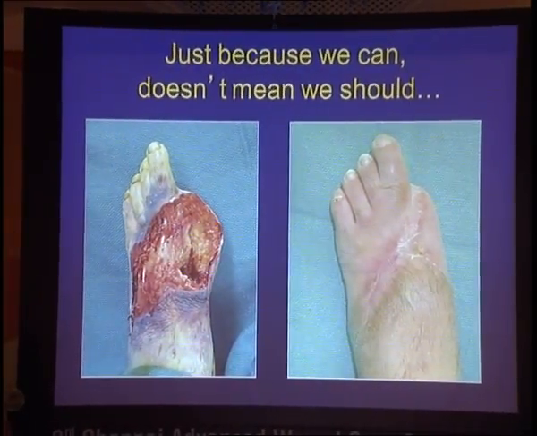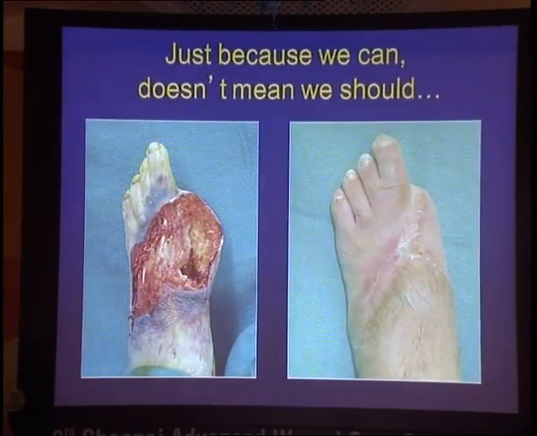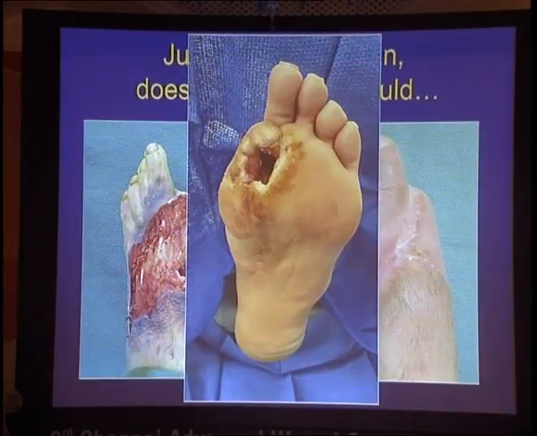But does anyone see a problem with this case? In a young patient who maybe is not going to wear prescriptive shoe wear, what is going to be the problem long-term for this patient? We'll have reulceration, and we'll have reulceration underneath the second metatarsal head.